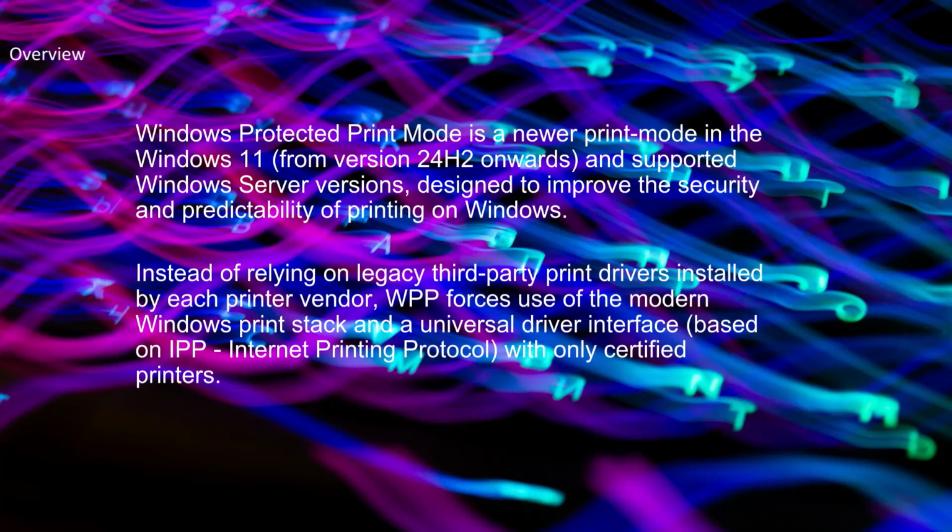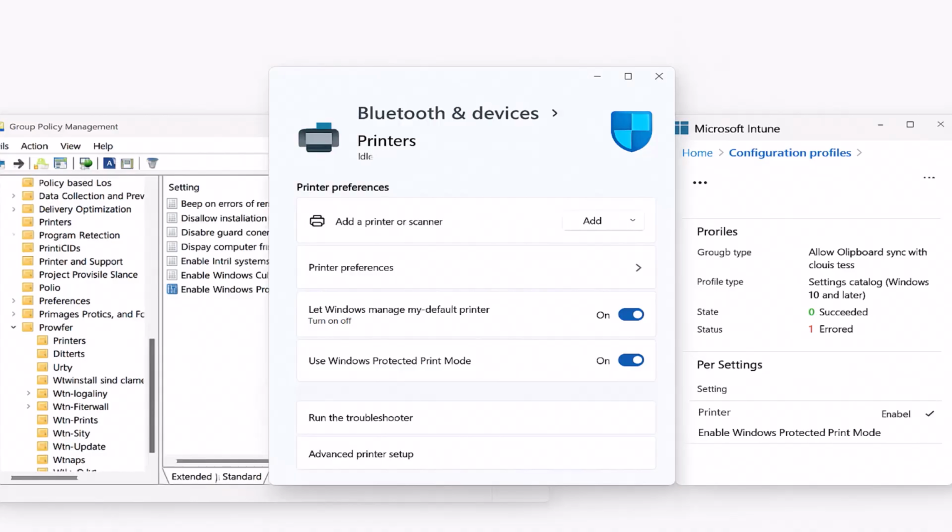With only certified printers, enabling WPP can be achieved in numerous ways: direct on the client, via group policy, or via software such as Intune. In this video demonstration, I will show you by activating directly on a client.